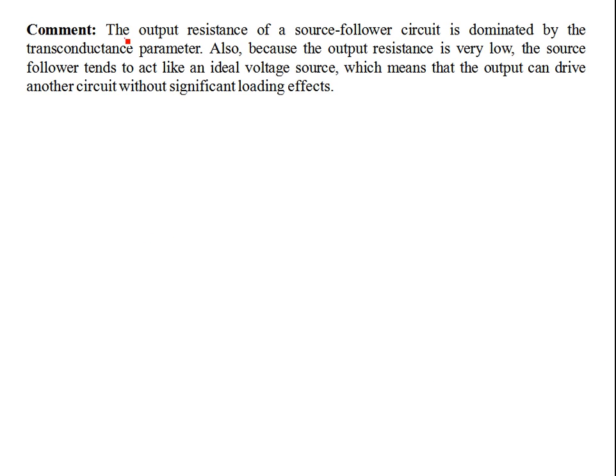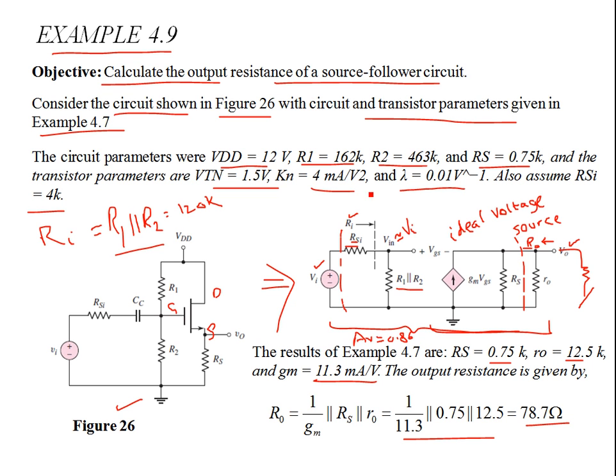The comment is that the output resistance of the source follower circuit is dominated by the transconductance parameter. Also, because the output resistance is very low, the source follower tends to act like an ideal voltage source, which means the output can drive another circuit without significant loading effects. So these are the advantages of the common drain configuration, or the source follower. The output is just going to follow the input, and it's not going to load the further electronics or the load attached to the source follower configuration. So there is no loading at the output. Okay, that's all.